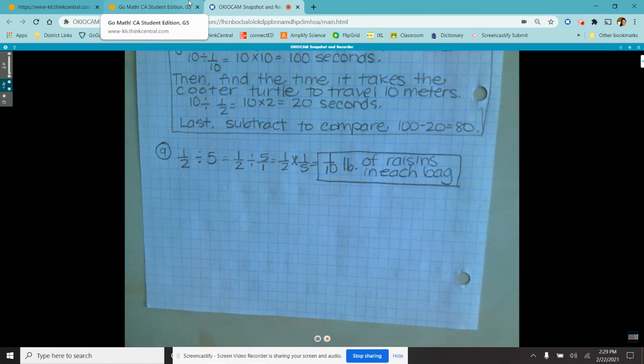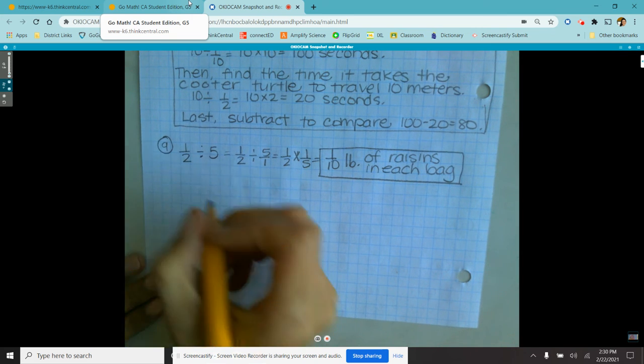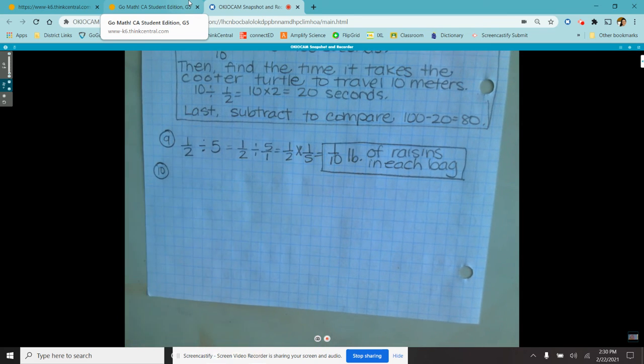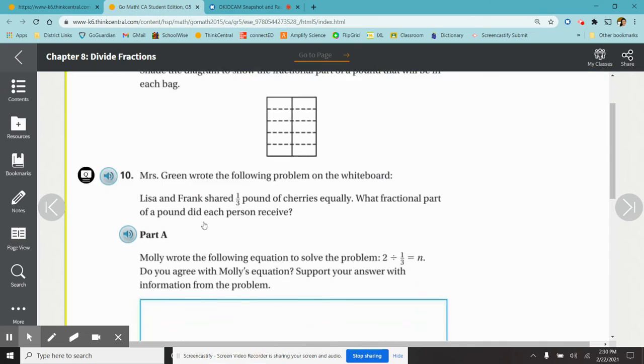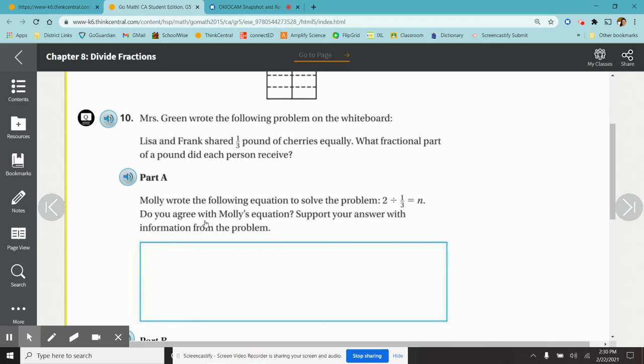All right, number 10. There are 20 problems, so we are doing up to number 10 for today. All right, number 10. Mrs. Green wrote the following problem on the whiteboard. Lisa and Frank, so 2 people, shared a 1/3 pound of cherries equally. So what do we have? We have a 1/3 pound of cherries, and we divided it equally between 2 people. What fraction part of a pound of cherries did each person receive?